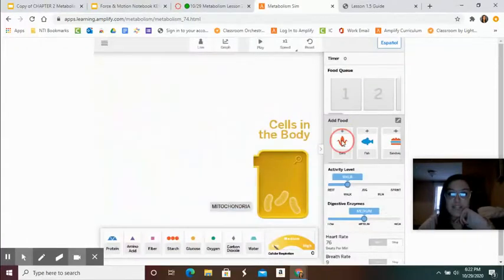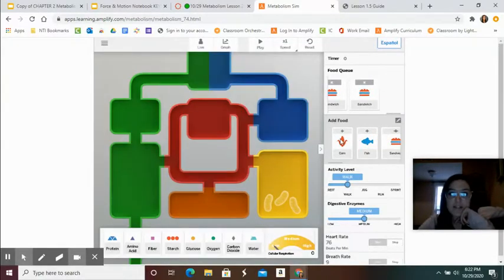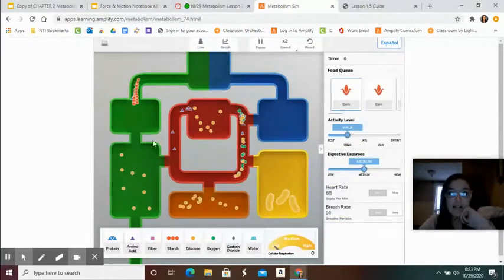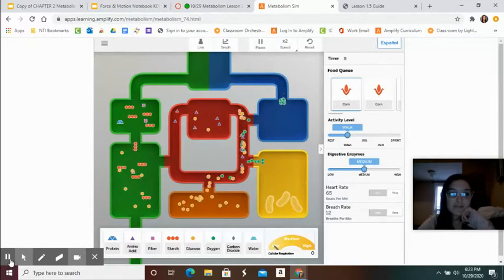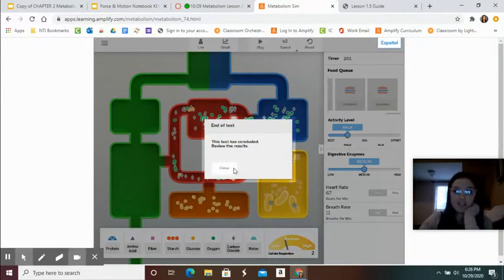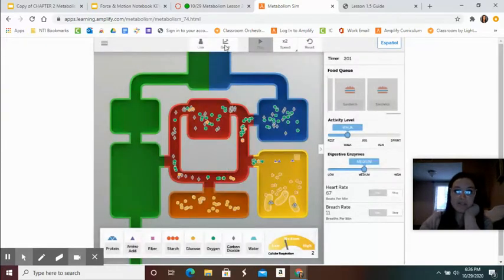I'm going to feed it 2 corn, 2 fish, 2 sandwiches. I'm going to click out so we can see everything. It's at walk. I'm going to make my speed go up so it goes quicker. I'm going to play it. I'm going to let it run all the way through again, and then when it's done, I will click on my results. All right, this test has concluded, and so now I'm going to look at my results again.